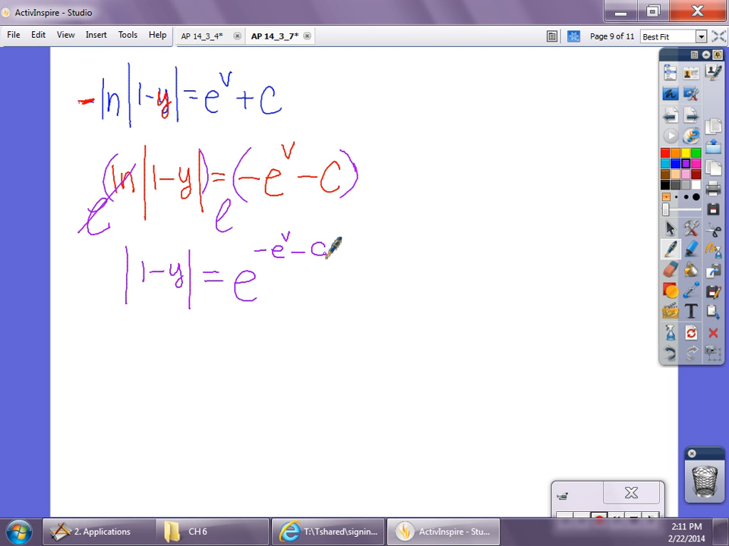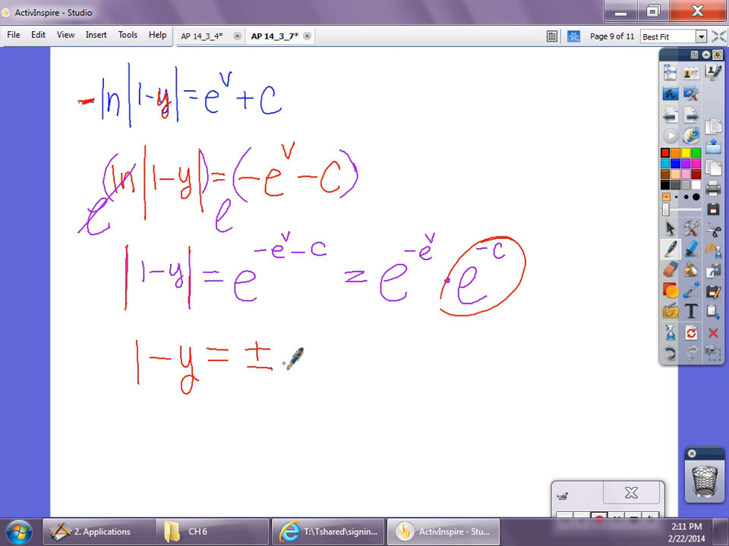And if you remember, this is where we can rewrite our e to the negative e to the v, multiplied by e to the negative c power. The plus or minus is what's going to eliminate the absolute value. So I get 1 minus y is equal to plus or minus, and now I'm going to bring the constant piece in front, e to the negative c times e to the negative e to the v.